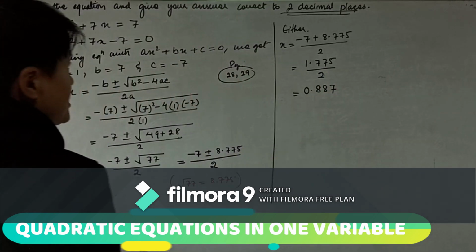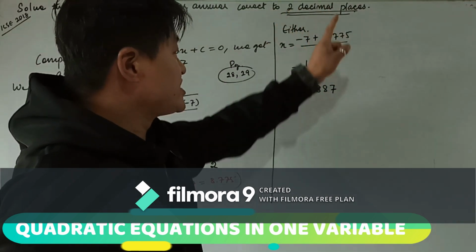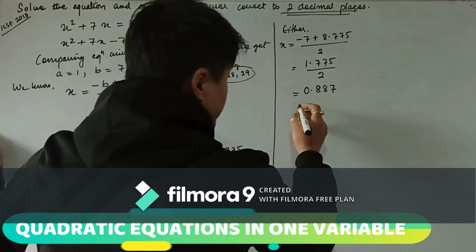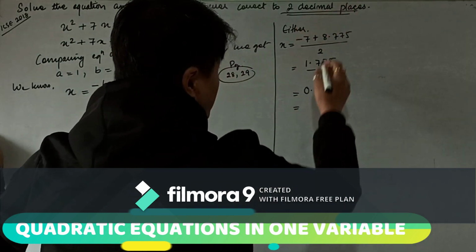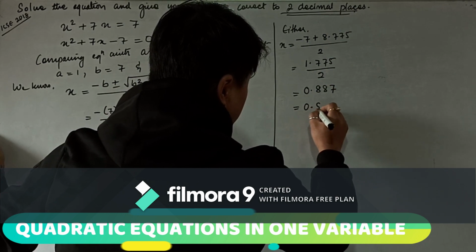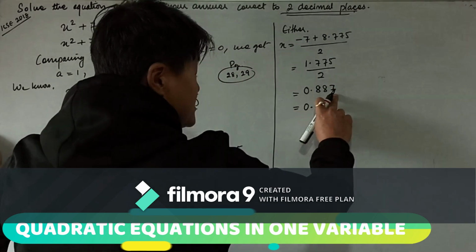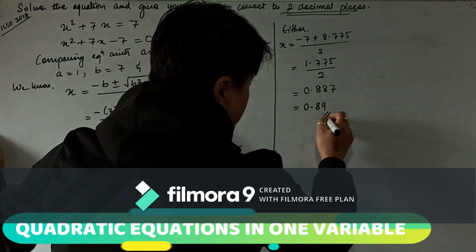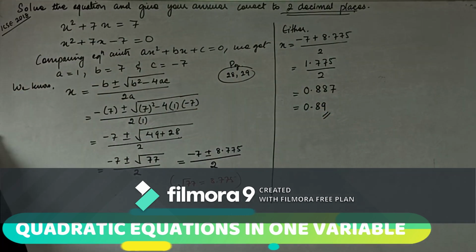Since we have to find the answer correct to two decimal places, after the decimal we have to go till the third number, then we'll get the answer. So two decimal places will be 0.88. Since the third number is greater than 5, we'll add 1 here, this will become 9, 0.89.